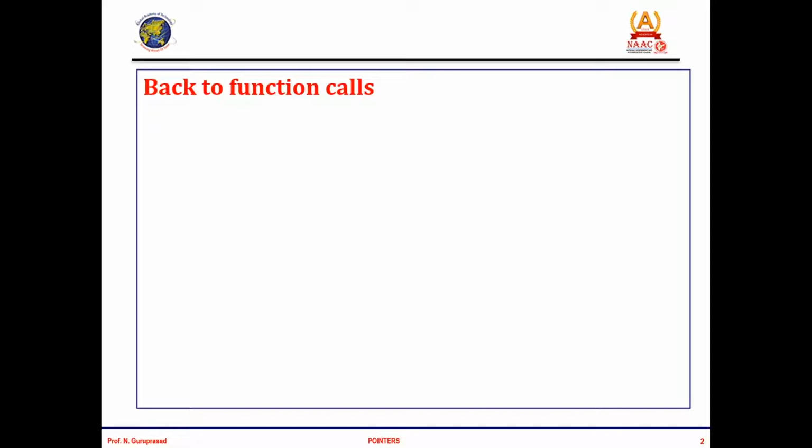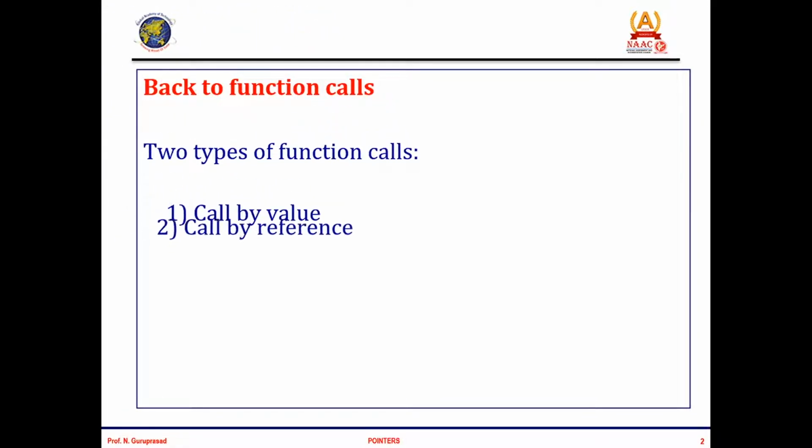What I call it as back to function calls. Now there are two types of function calls. One is call by value and another one is call by reference. If you try to recollect the topic of functions that we have seen earlier, any user-defined function was actually made of three components. The first one was function declaration, which was also called as function prototype. The second one was function call. And the third one was function definition.